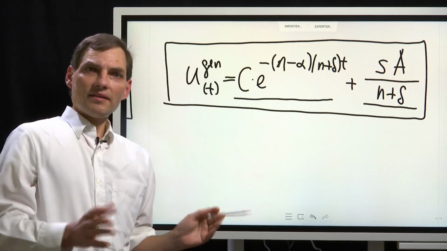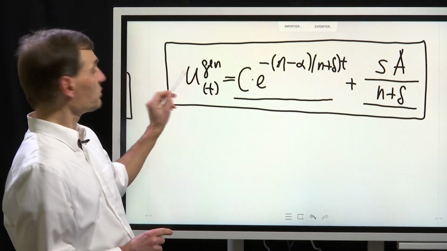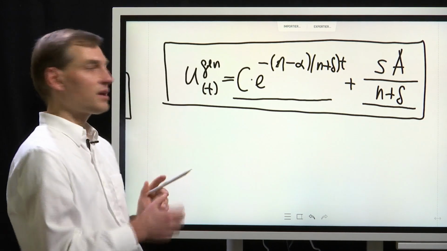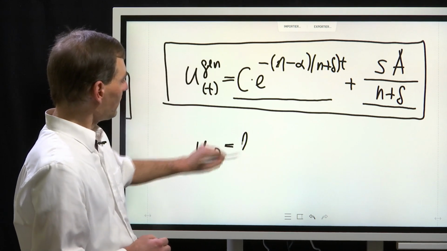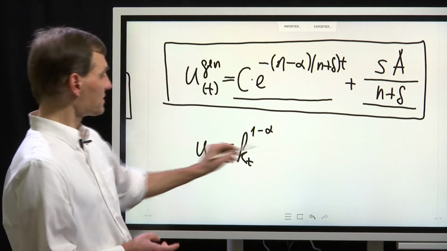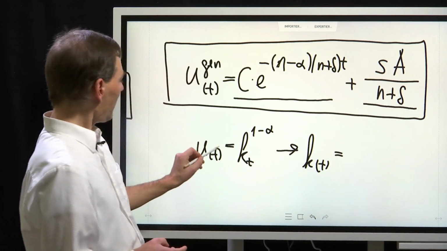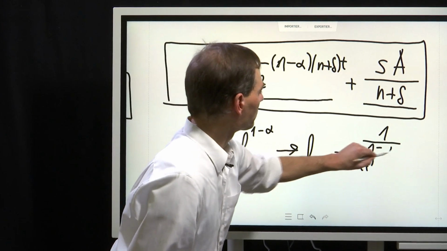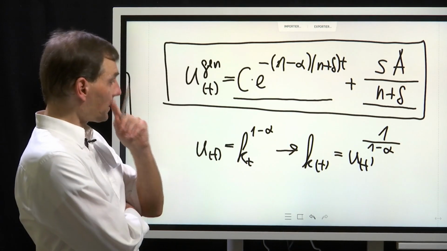And so we are almost done. There is just one final step we have to do, and this is we have to retransform the equation from u to k, because the first equation was in respect of the capital labor ratio, k. So remember that u was defined as k to the power of 1 minus alpha. Well, I can reverse this. This implies that k of t is nothing else than u to the power of 1 over 1 minus alpha. So I just bring the exponent to the other side, and now I have the function in respect of k.